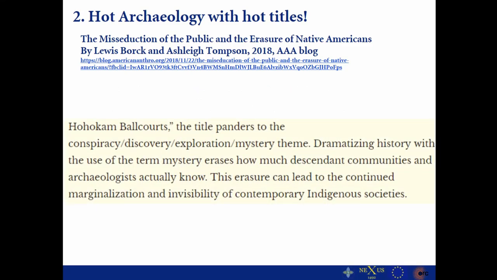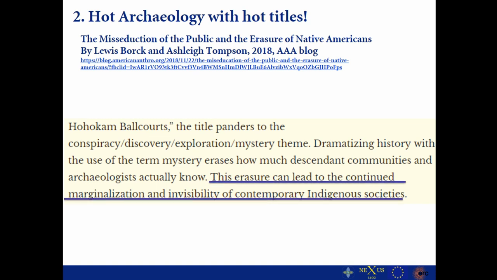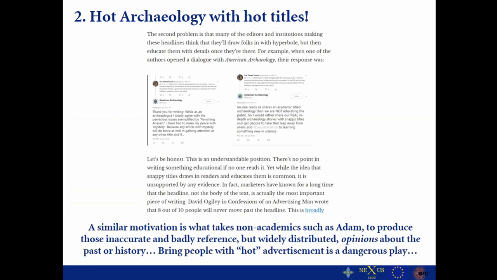However, as they say, and I quote them, dramatizing history with the use of the term mystery erases how much descendant communities and archaeologists actually know. And this erasure can lead to the continued marginalization and invisibility of contemporary Indigenous society, which I think is very problematic and is a perpetuation of colonialist ideas. As perhaps you already know, at least in the Caribbean and in the American continent, the invisibility of Indigenous communities was one of the approaches used by the colonialist powers.